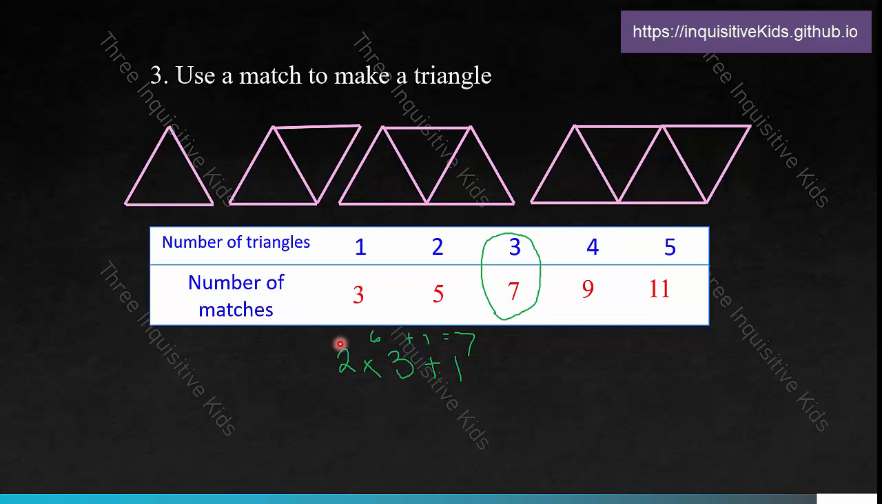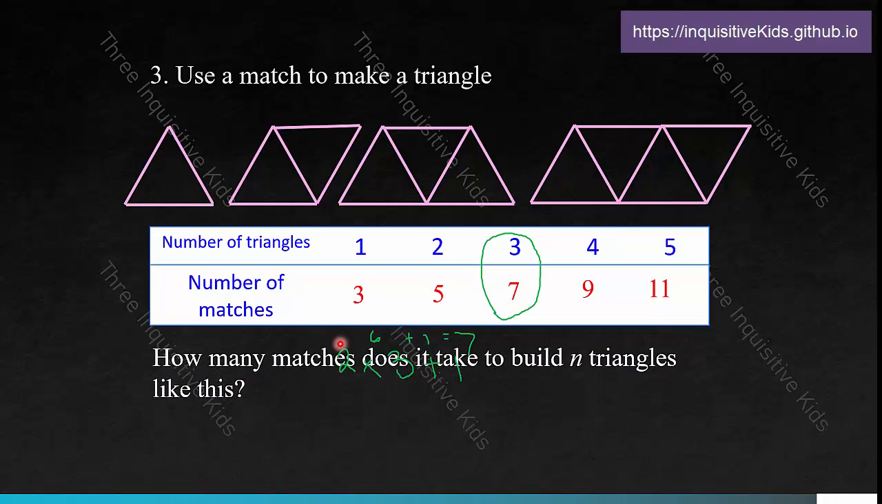So that worked. Now let's see how many matches it is going to take to build n triangles. Well, we already know the pattern, so it's definitely going to be easy for us to put it in n form. It would be 2n plus 1. Because remember, in this case, n is going to be equal to the 3. It's going to be in the 3's position. So that's 2n plus 1.